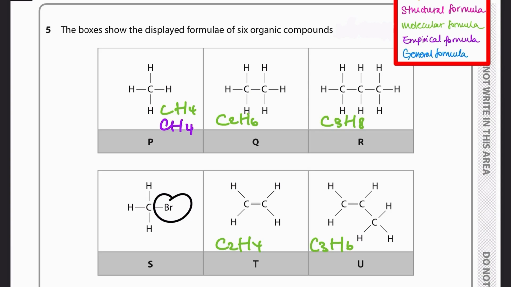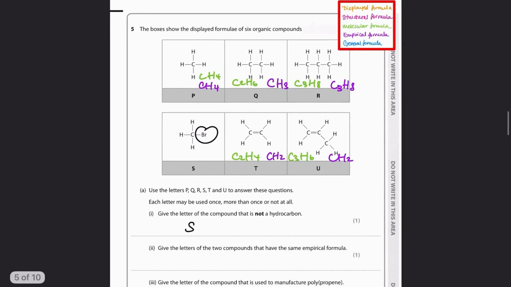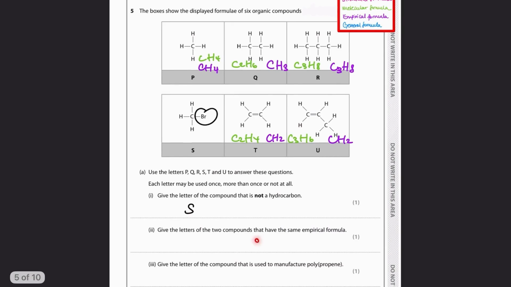This, can it be simplified? Yes, it can. Divide everything by 2, so it becomes CH3. This one, can it be simplified? No, it cannot, because you cannot divide 3 further into a smaller number. So that is also C3H8. So sometimes the empirical and the molecular is the same. What about T? I can definitely simplify that, and I can definitely simplify that. Okay, so once I've done that, I should be able to answer. It says, give the letters of the 2 compounds that have the same empirical formula. Once you've written it out, you see how easy it is? It's clearly T and U. So always do this on the test, then you won't get anything wrong.